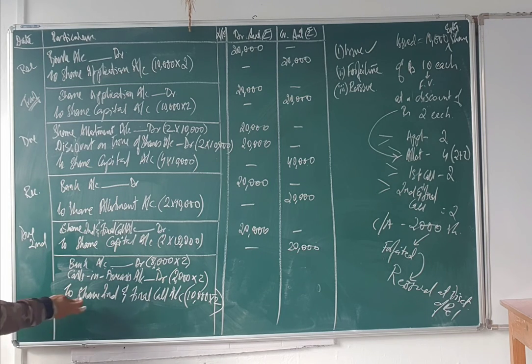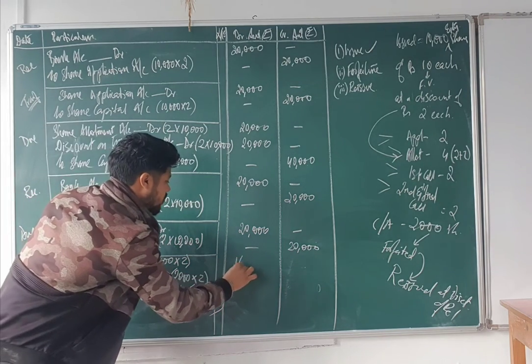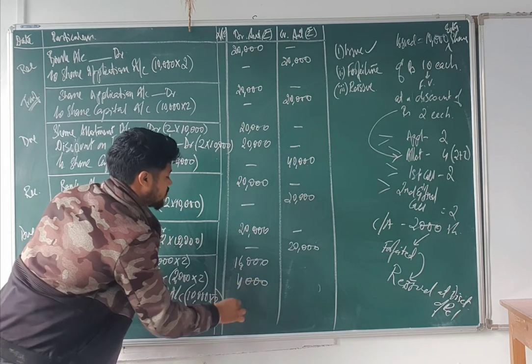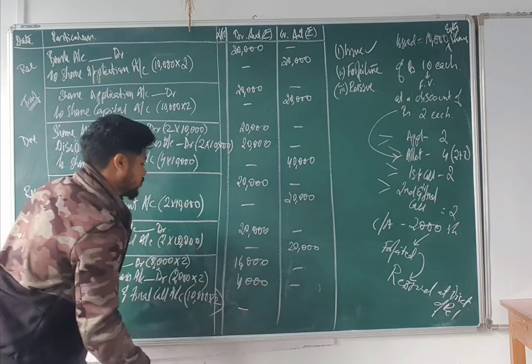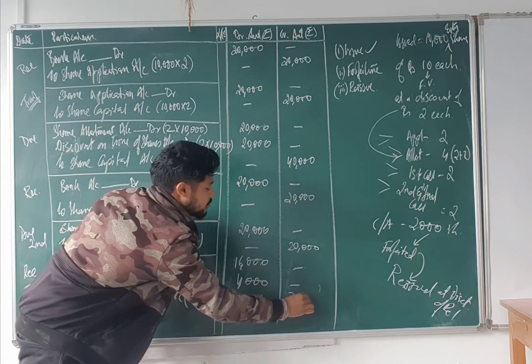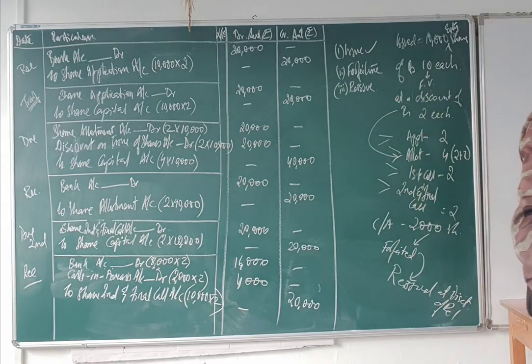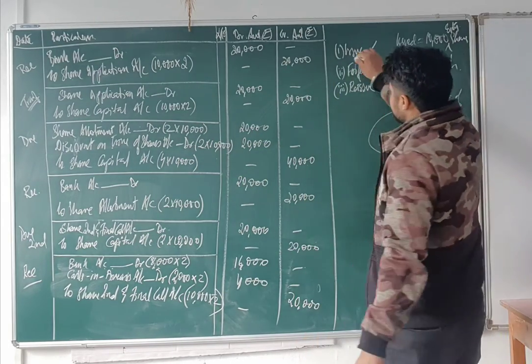Am I clear? So this is the receiving entry for second and final call. Am I clear? So it will be 16,000 here. 4,000 is the calls-in-arrears. And basically you were supposed to receive 20,000. Check the amounts, you will for sure understand. So we are done with the issue entries.